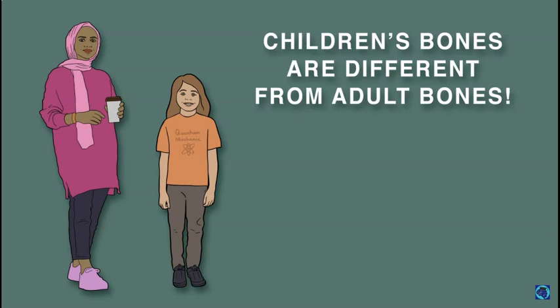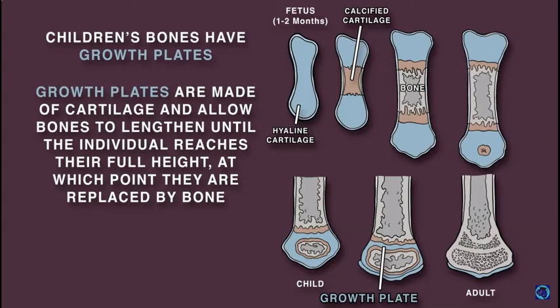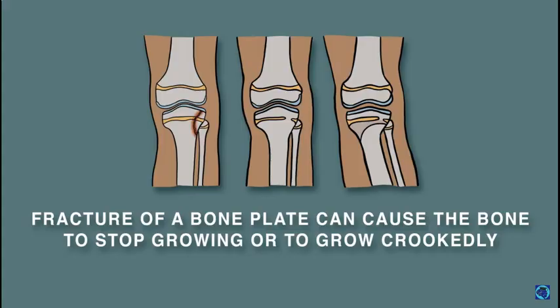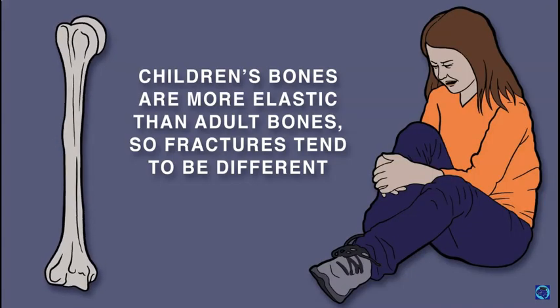Children's bones are different from adult bones. For one, they have growth plates, which are made of cartilage and allow bones to lengthen until the individual reaches their full height, at which point the cartilage is replaced by bone. Fracture of a growth plate can cause the bone to stop growing or to grow crookedly. Children's bones are also more elastic, so fractures tend to be different.